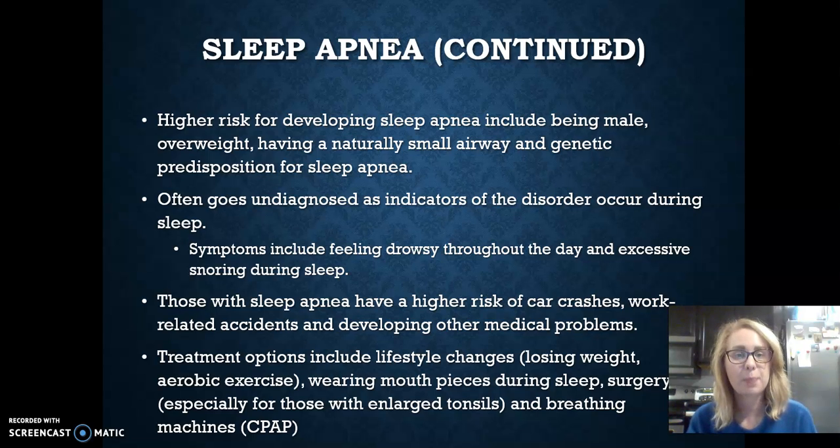Higher risks of developing sleep apnea include being male, overweight, having a naturally small airway, and genetic predisposition for sleep apnea. Often goes undiagnosed, as indicators of the disorder occur during sleep. Symptoms include feeling drowsy through the day and excessive snoring during sleep. Those with sleep apnea have a higher risk of car crashes, work-related accidents, and developing other medical problems. Treatment options include lifestyle change, losing weight, aerobic exercise, wearing mouthpieces during sleep, surgery, especially for those with enlarged tonsils, and breathing machines.